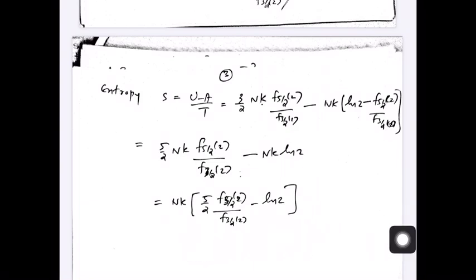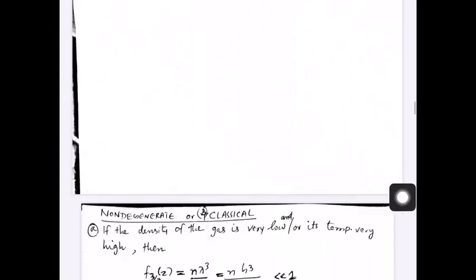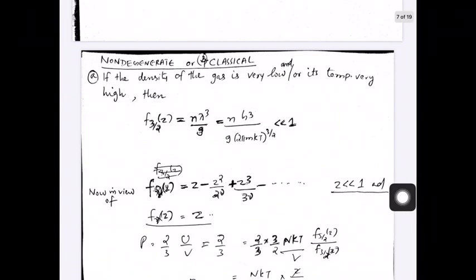Okay, so for an ideal Fermi gas, starting from the first two equations, we determine several quantities by using this function, Fermi Dirac function. Now we are considering few cases. One is classical case, which is called a non-degenerate case. Okay, non-degenerate or classical case.